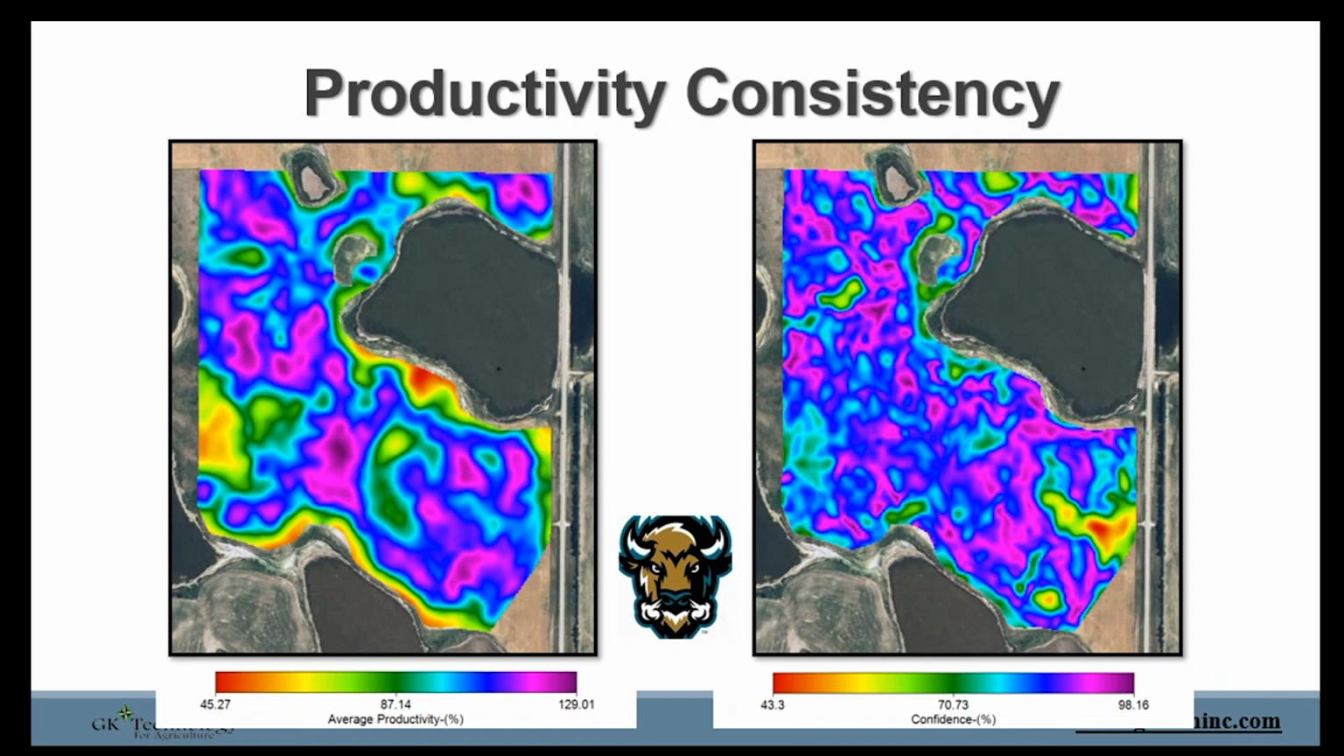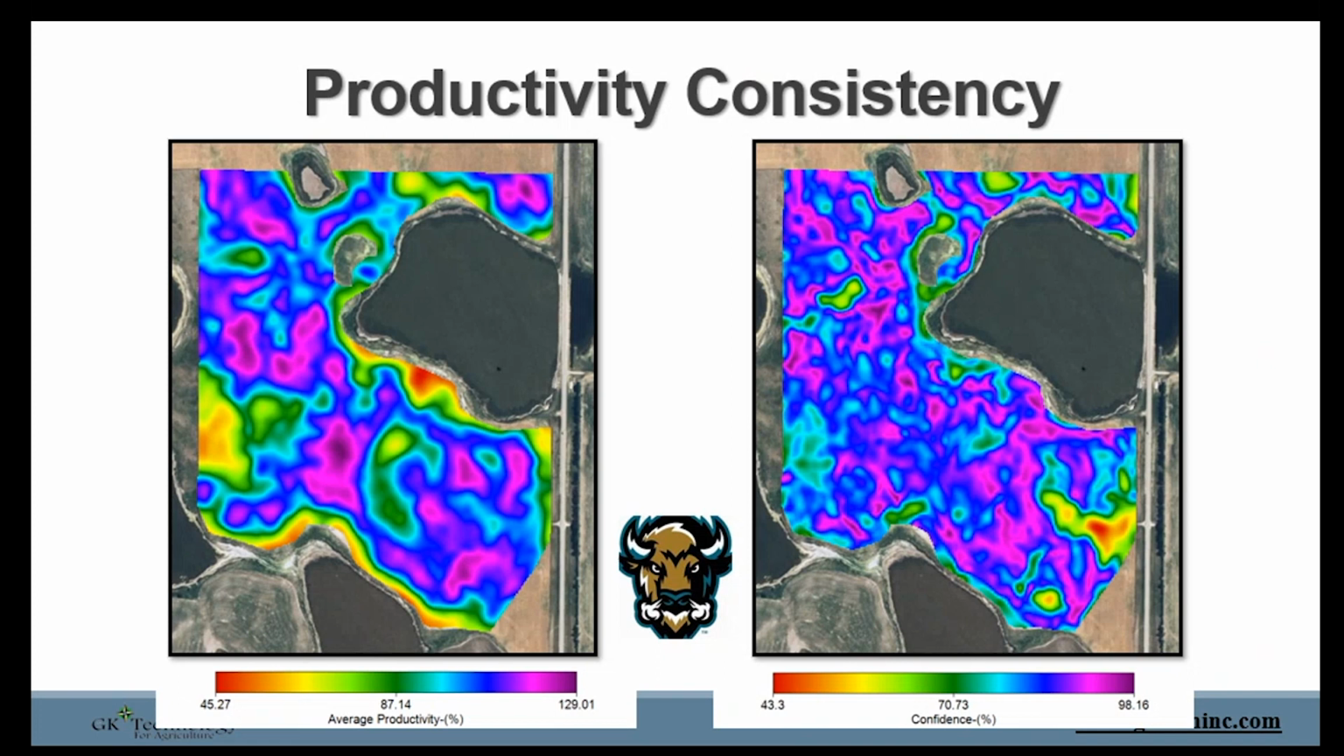So if you're working with a different crop, you can set your yield goals based on that. But how confident are we that we're going to get that 45% of that yield in that spot consistently? Well, that's what this says. This confidence map tells us that in these dark purple areas, we're 98% sure that it's going to yield at that level year in and year out.